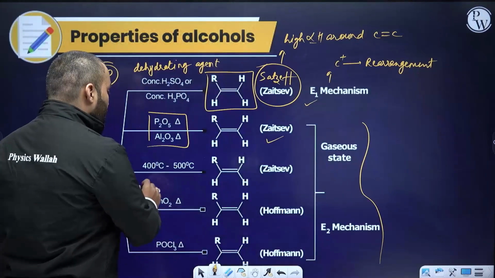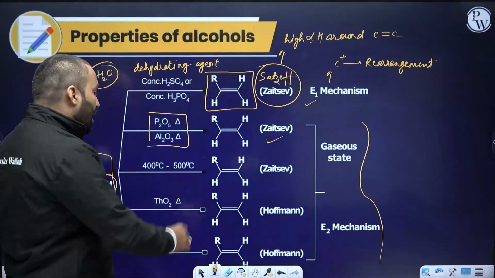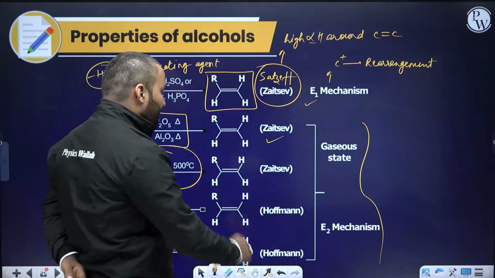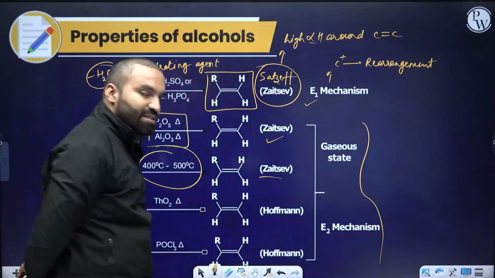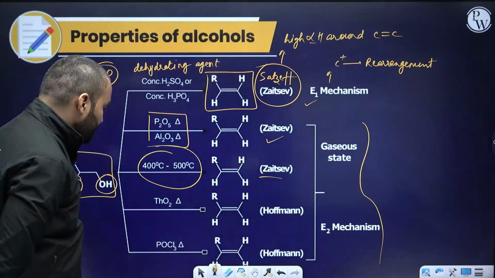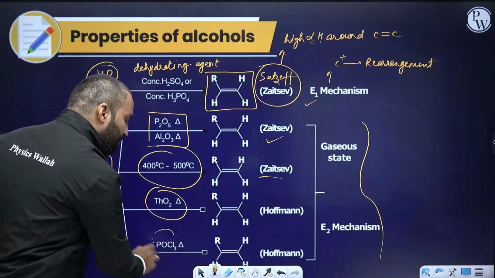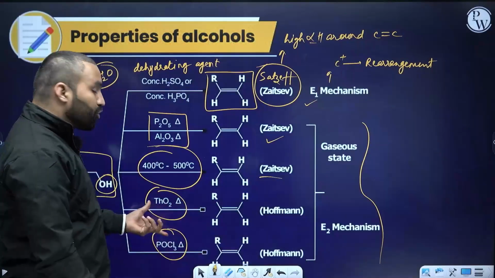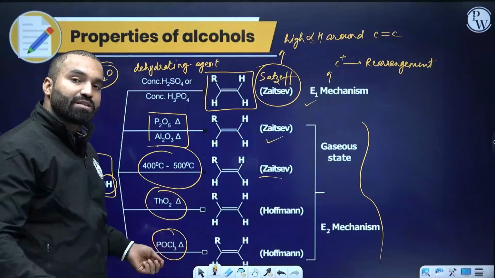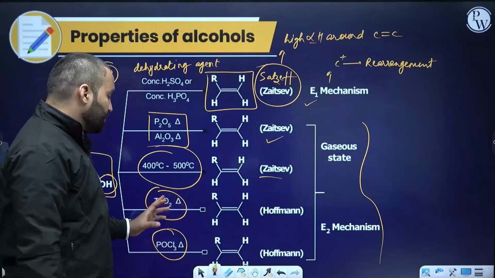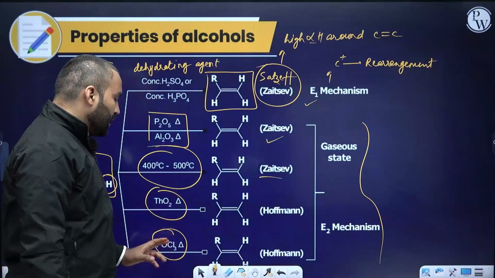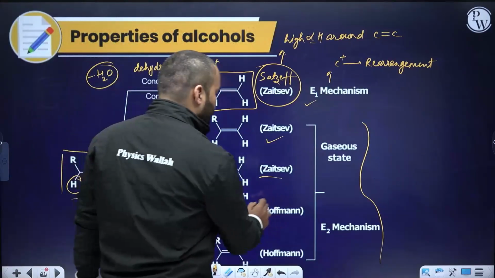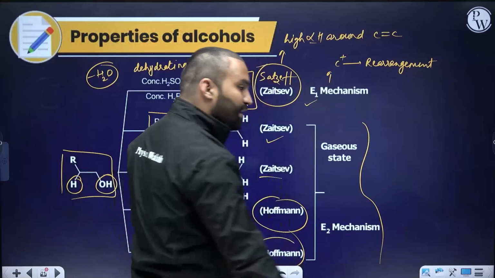But here comes the point that if you just heat an alcohol above 400 degrees Celsius, your compound will be dehydrated and the product will be Saytzeff once again. Thorium oxide heating, POCl3 heating. These are the two most ignored reactions. So I have brought them to you so that you need not check where these are written in NCERT. So here it is. These two are both dehydrating agents and produce a product according to the Hofmann mechanism.